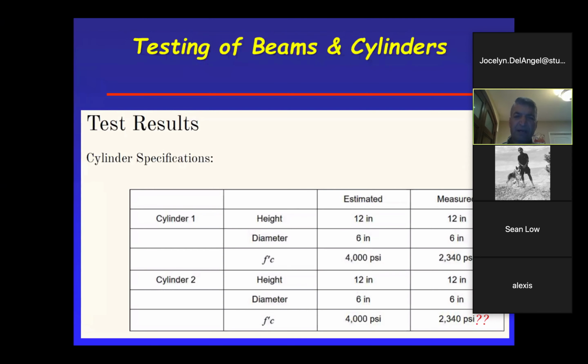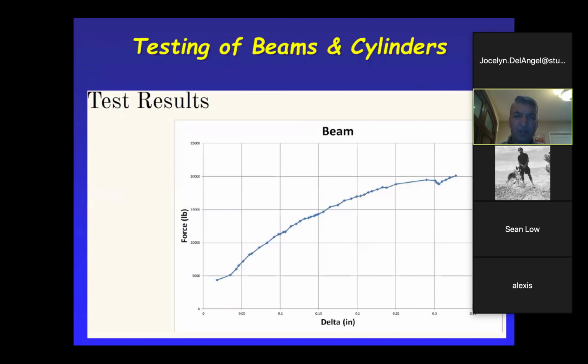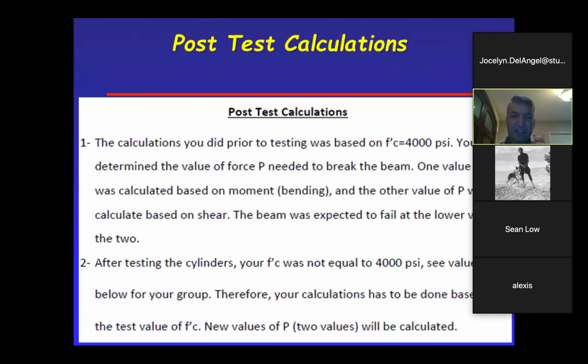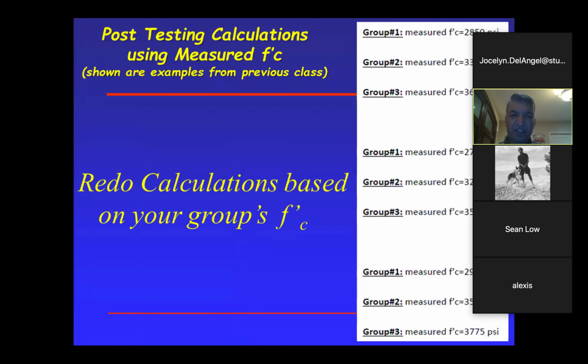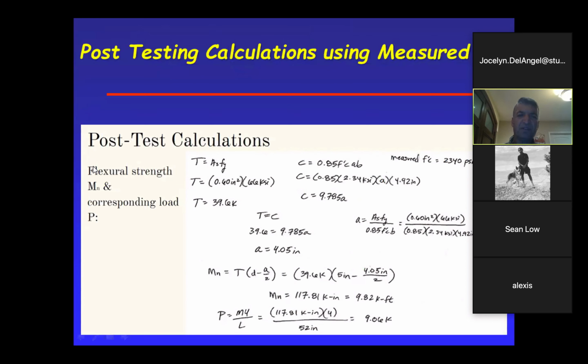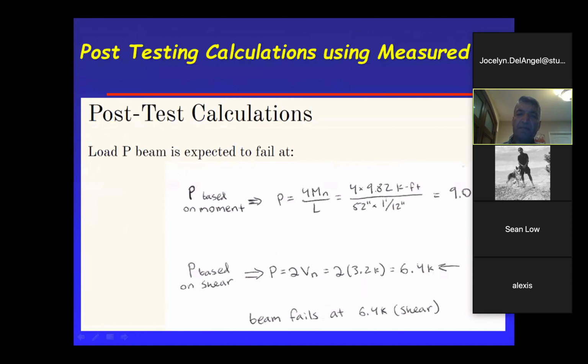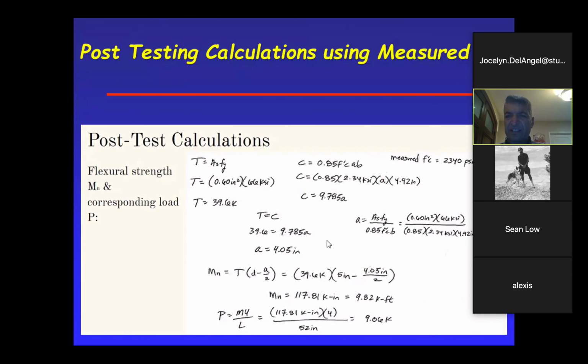When we find F prime C, then we're going to do the post-test, and I'm going to give you these results. You're going to do the post-test calculations, which is here. See, post. And then the F prime C is 2340. So you will do that. So you need from me as a group, what is this F prime C value? Okay, so I will definitely do that for you within the week, next week, or this weekend if I can.